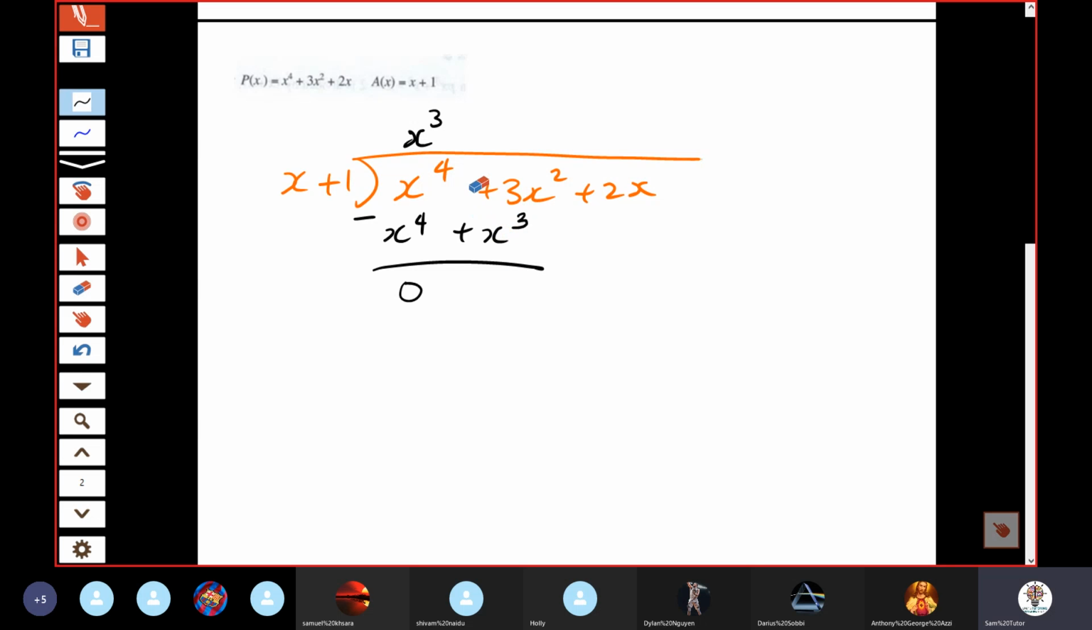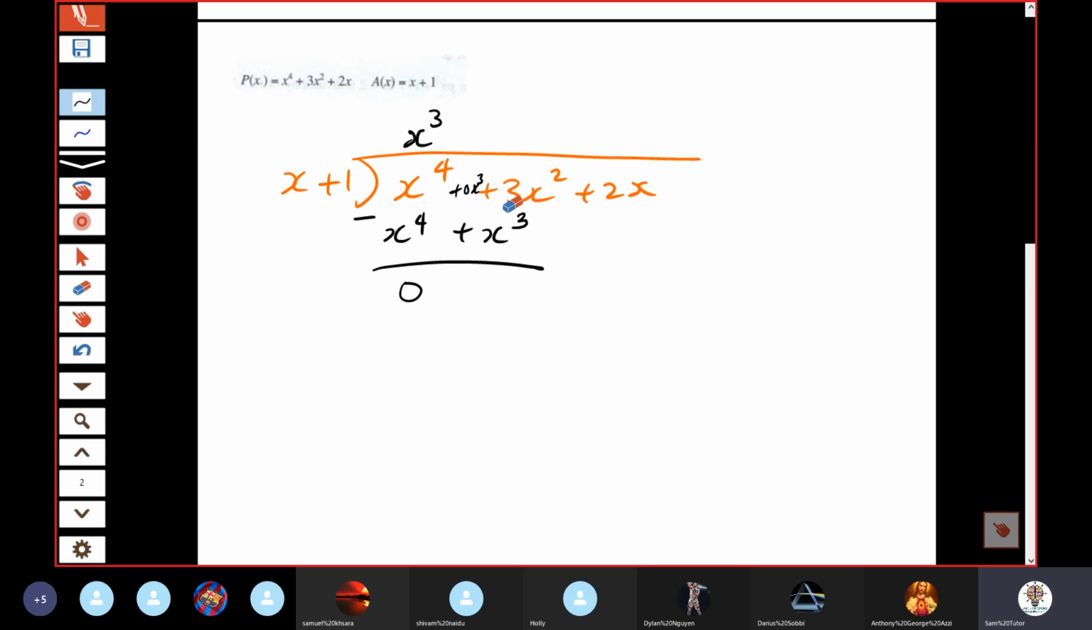So then technically, what x cubed exists right here? Technically, 0. Yes. 0x cubed technically exists, does it not? What's 0 times x cubed? Still 0. So once it's in line, you're able to subtract.